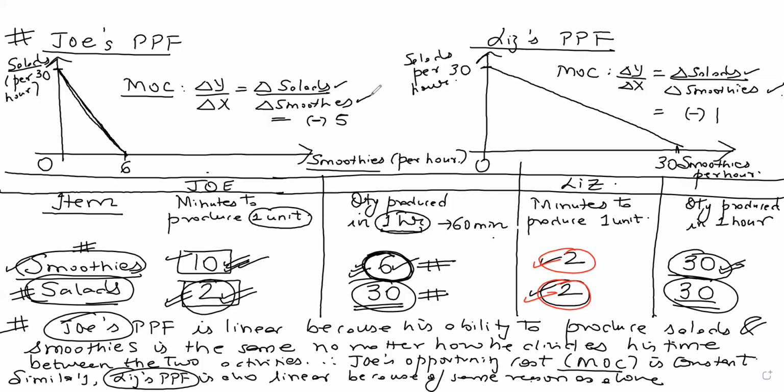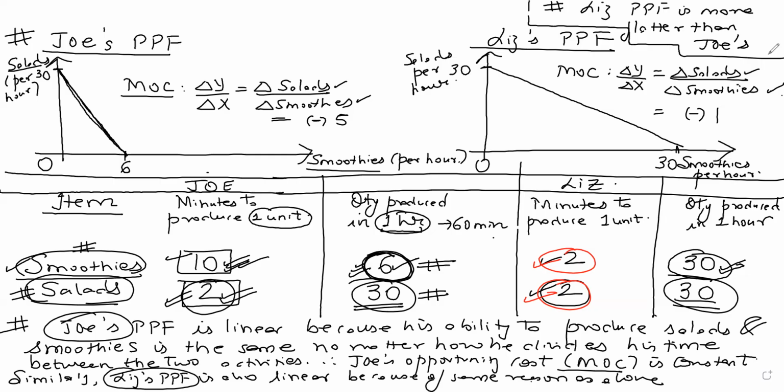So clearly you can see that Liz's production possibility frontier is flatter. I can write it on the top here: Liz's PPF is flatter than Joey's. So hoping students have understood this.